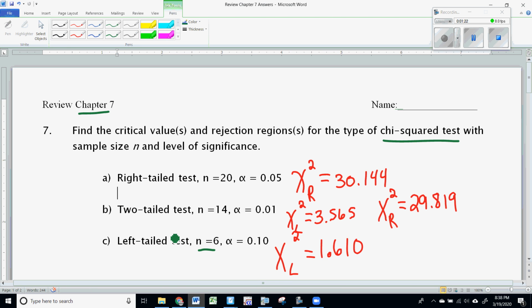If it is a two-tailed test, remember we need to take our alpha and split it into 2. So if we split that, our first will be 0.005, and then the second is 0.995. We go to a degrees of freedom of 13, and we can go to our chart, and we get those two numbers.